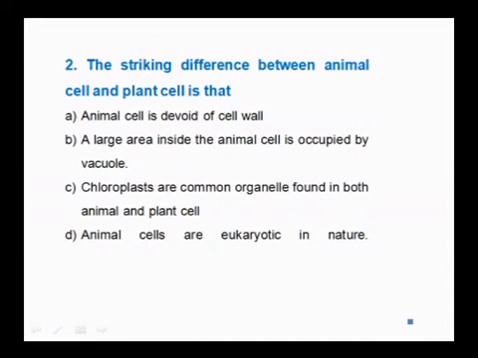Option C says that chloroplast is present both in animal and plant cell. So it is very clear chloroplasts are found only in plant cell. Option D says only animal cells are eukaryotic. Actually, all the organisms belonging to four kingdoms except Monera are eukaryotic. So Protista, Mycota, Animalia and Plantae, all these four kingdoms include eukaryotic cells. So answer for second question is A.